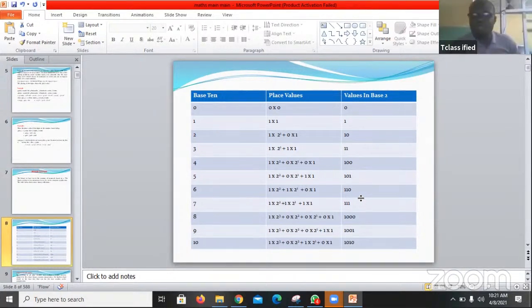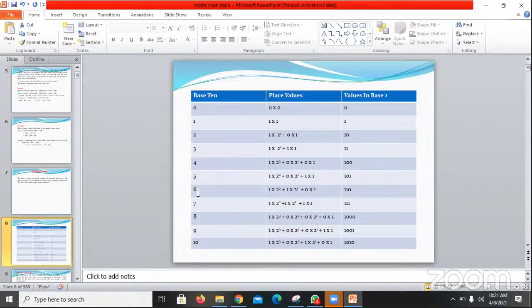So I hope you now know that all these numbers, you can get them to be in this form by converting from base 10 to base 10. Okay, so let's move forward.